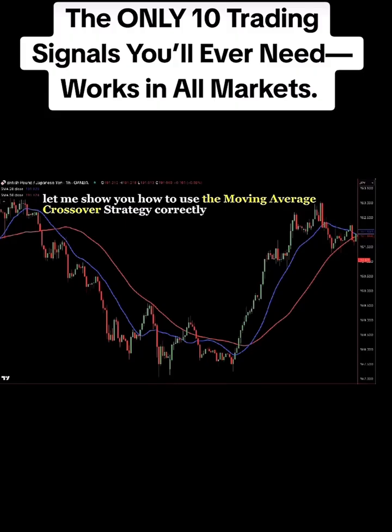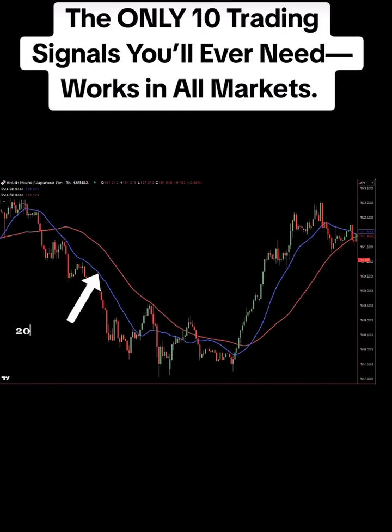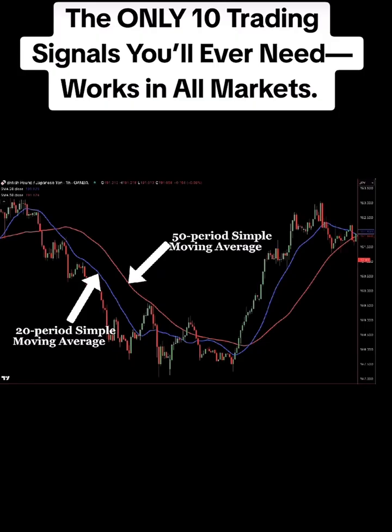Now that you know what not to do, let me show you how to use the moving average crossover strategy correctly, so you only trade the best signals. We will continue using the 20 and 50 simple moving average crossover, but this time we will combine it with support and resistance breakouts for extra confirmation.